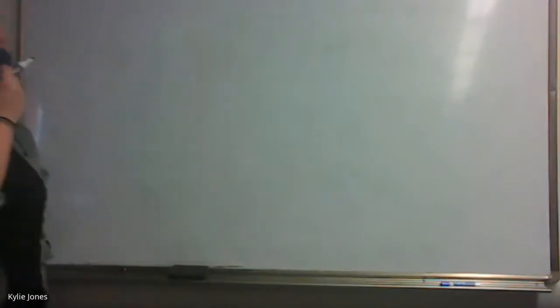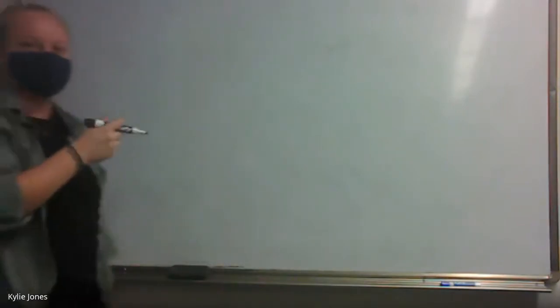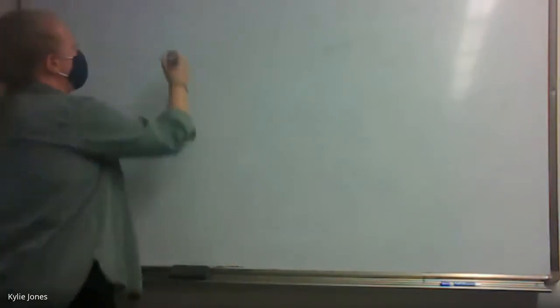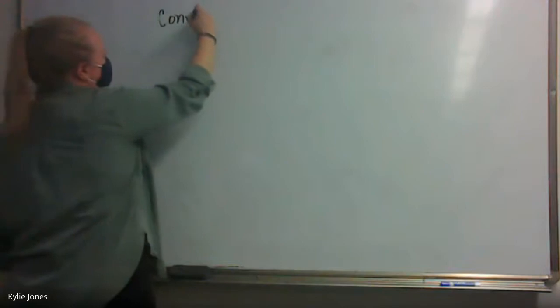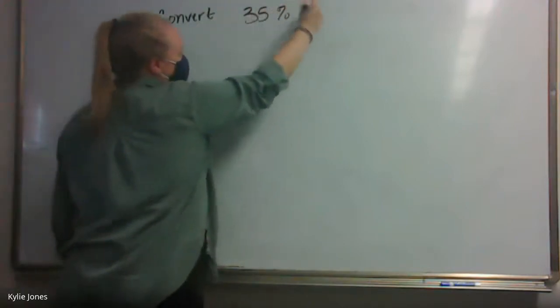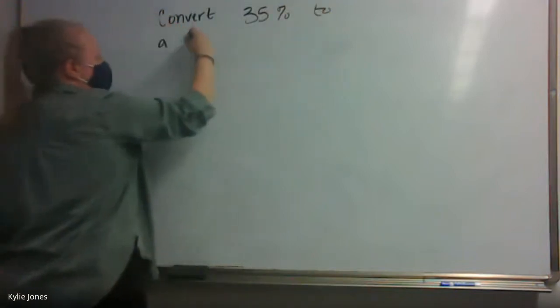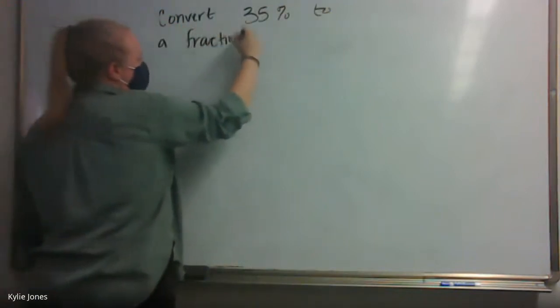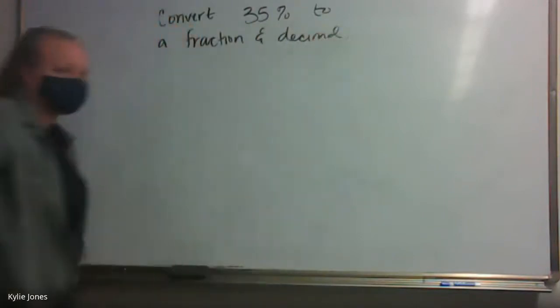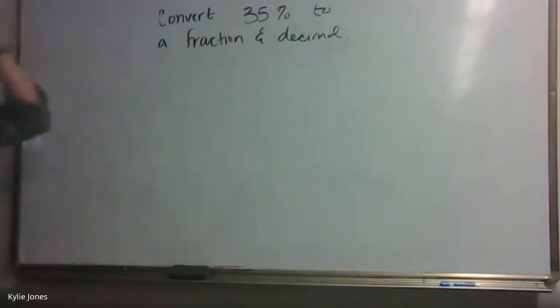So our last one is talking about converting between fractions, decimals, and percents. So let's do 3 problems. Let's take 35% to a fraction and a decimal. Okay, so start with that one. Take about 2 or 3 minutes to work on this one, okay? Do your best. We'll review it, but try it on your own first.